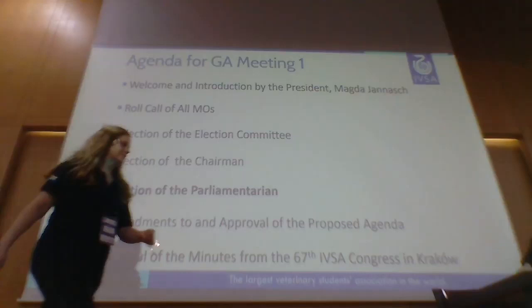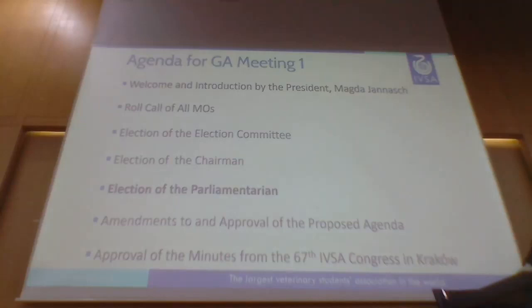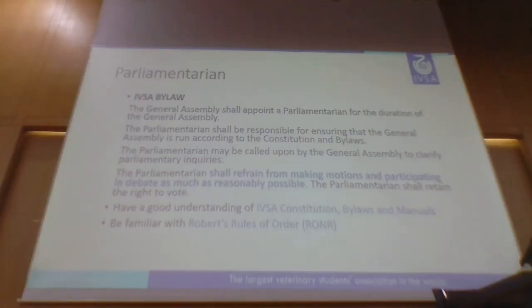Okay, so we're going to continue on to the next point, which is the election of the parliamentarian. The General Assembly shall appoint a parliamentarian in the direction of the GA. The parliamentarian is responsible for ensuring that the GA is run according to the Constitution and bylaws, and can be called upon by any of you in the GA if you want to clarify if something is correct according to our constitution and bylaws. The parliamentarian shall refrain from making motions and participating in debate as much as reasonably possible, but is allowed to speak. The parliamentarian shall retain the right to vote. The parliamentarian should have a good understanding of IVSA's constitution, bylaws, and manuals, and be familiar with Robert's Rules of Order. Are there any nominations for parliamentarian?